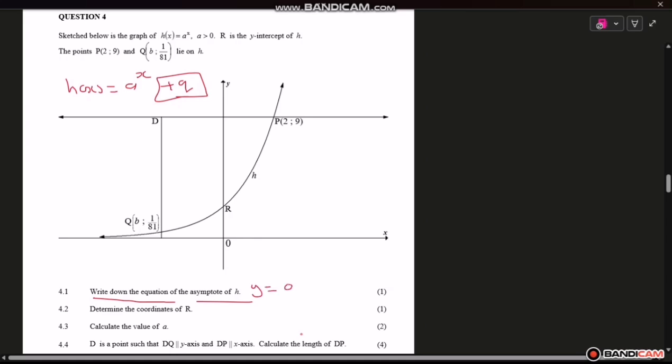Therefore, y equals 0. That's the equation of the asymptote. Then they want us to determine the coordinates of R. Remember, R here is the y-intercept, since it's on the y-axis of the Cartesian plane. Therefore, what we know about that is that x is 0.